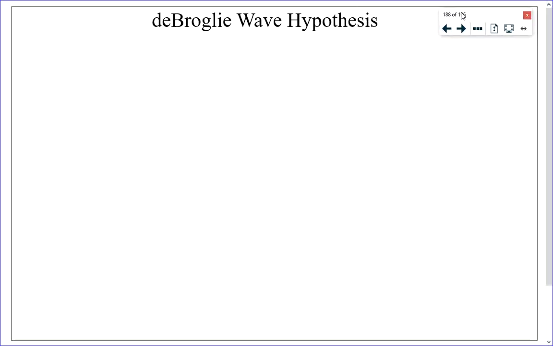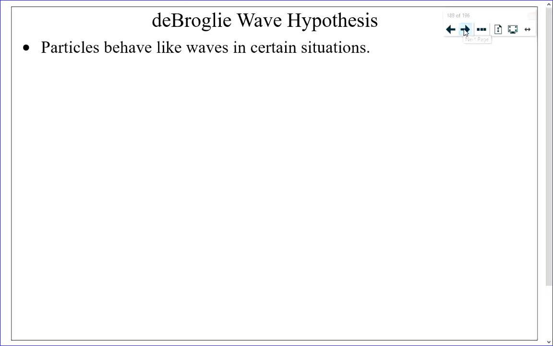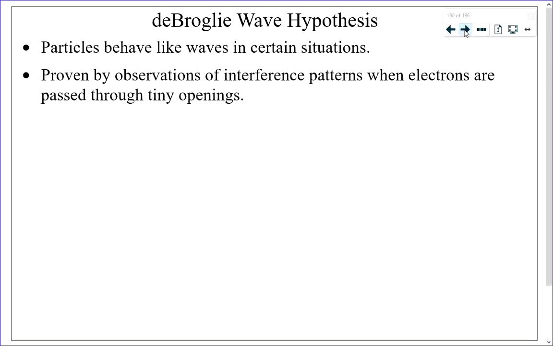This takes us to the final topic in this unit, which is the de Broglie wavelength, or Louis de Broglie's wave hypothesis, which says that particles behave like waves in certain situations. This has been proven by observations of interference patterns when we pass electrons through tiny openings. The electrons will diffract and interfere, producing an interference pattern on a screen.